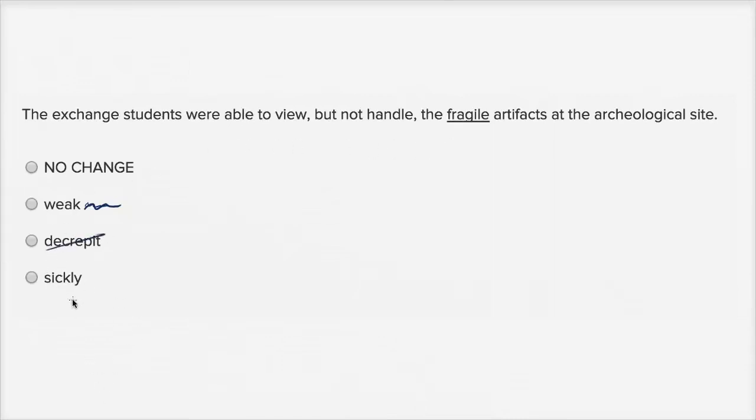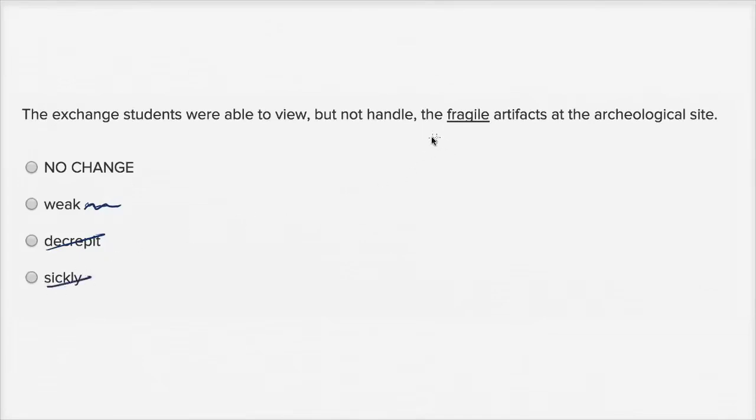And then you have sickly. The exchange students were able to view but not handle the sickly artifacts at the archaeological site. Well, sickly means, if you're talking about a person, which we're not in it, someone who's sick often or very easy to get sick. Or it could mean just a pungent smell or something that makes you ill. And I don't think that's the reason why they're not handling it. If they said the students were able to view but not smell, maybe you'd go with the sickly artifacts, and even that would sound a little strange.